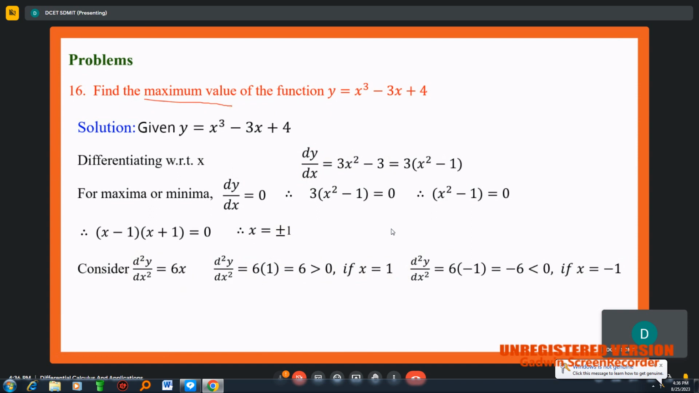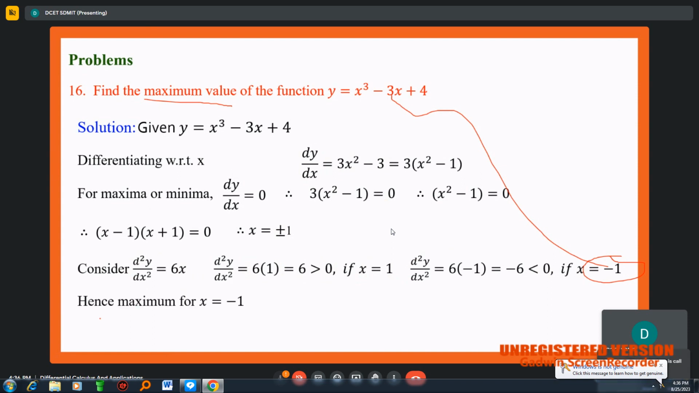Maximum value ಹೇಗೆ find out ಮಾಡ್ತೇವೆ ಅಂದ್ರೆ ಯಾವುದು maximum point ಇಲ್ಲಿ? Maximum point x is equal to minus 1 is the maximum point. ಈ maximum point ಅನ್ನು ನಾವು ಕೊಟ್ಟ ಫಂಕ್ಷನ್ ಗೆ ಹಾಕಿದಾಗ ಮ್ಯಾಕ್ಸಿಮಮ್ ವ್ಯಾಲ್ಯೂ ಸಿಗುತ್ತೆ.